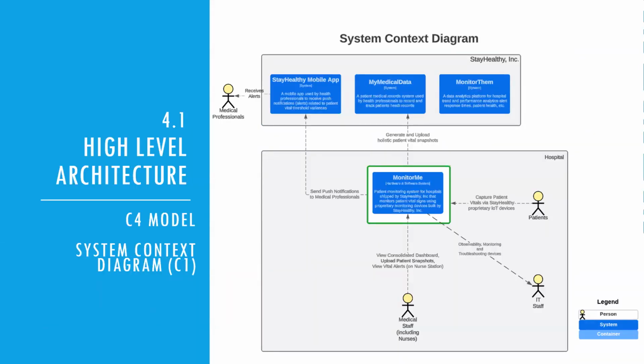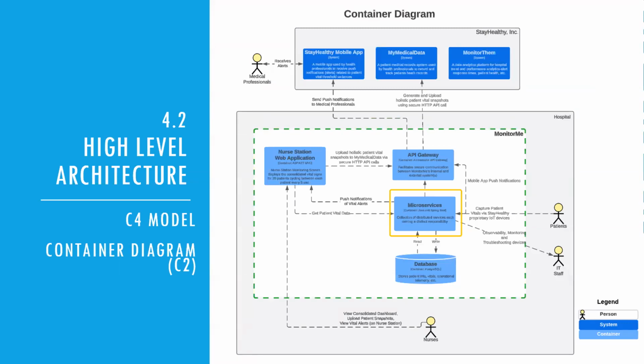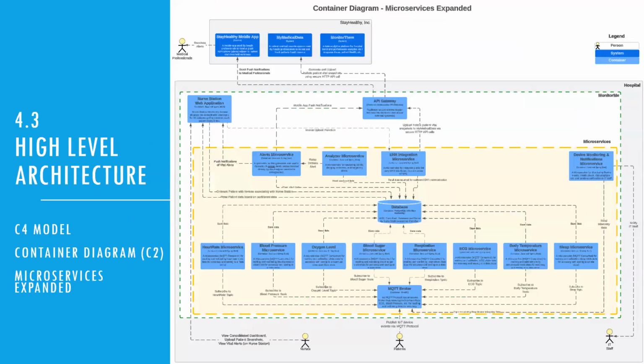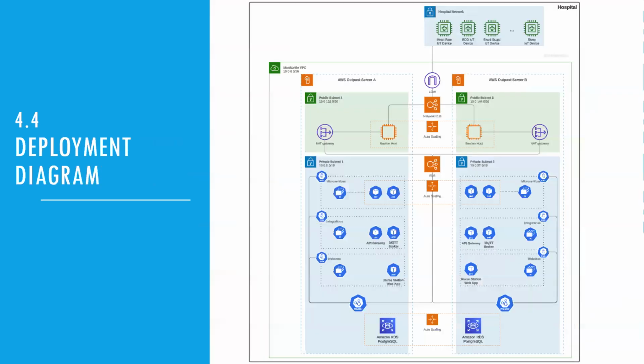Here's the system context diagram. I'll zoom in into the MonitorMe to get into the container diagram. And I'll zoom in further into the microservices box to give you another level of detail. Finally, we look at the deployment diagram with 2 Outpost servers for high scalability and high availability, and then auto scaling for microservices in EKS to give us the scaling options, and the database as shown.